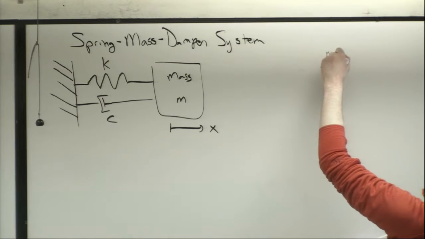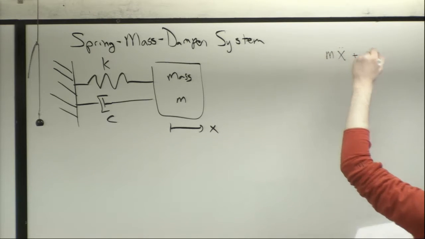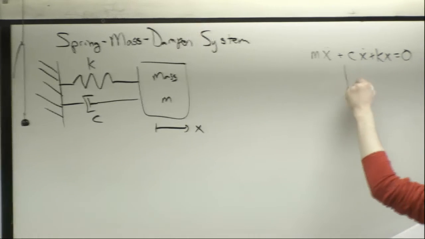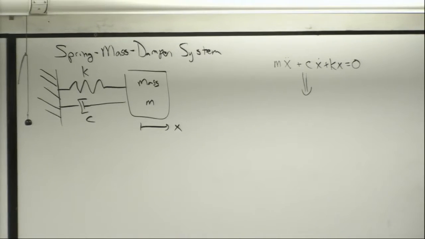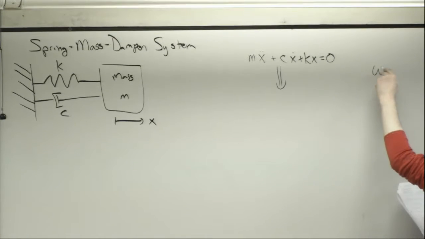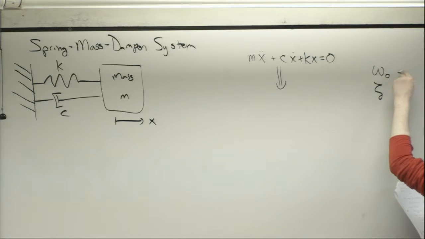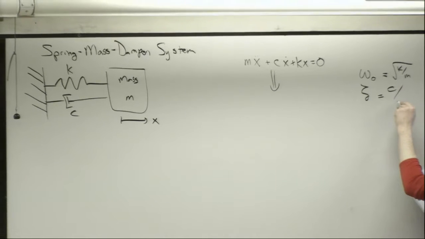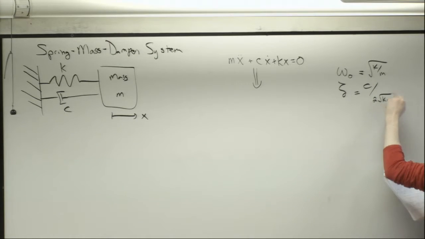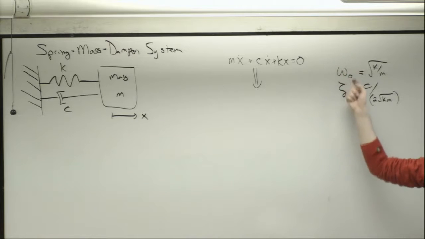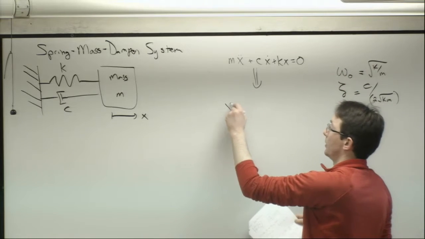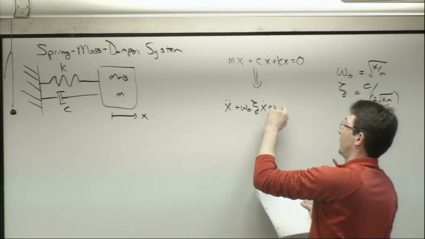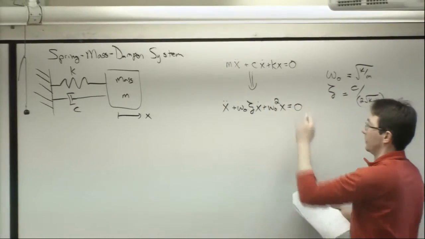So we can say that the equation of motion is m x double dot plus c x dot plus k x equals 0. If I introduce some new coordinates, the natural frequency and the damping ratio, this is just review, we've totally done this before, then I get a really nice form of the equation: x double dot plus 2 zeta omega naught x dot plus omega naught squared x equals 0.